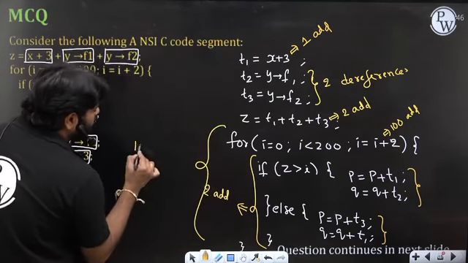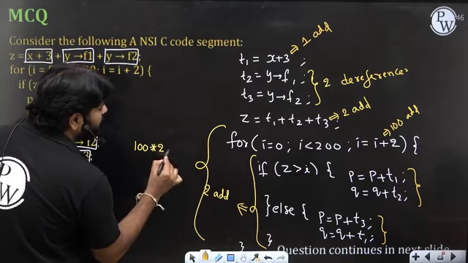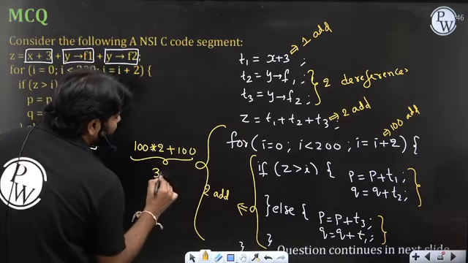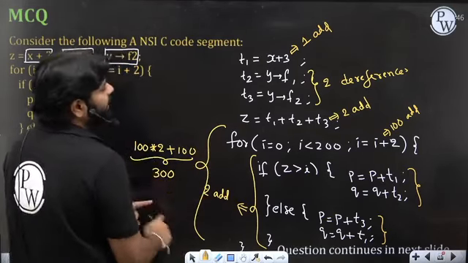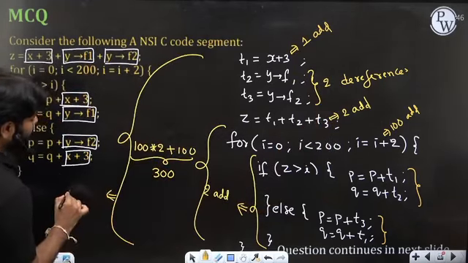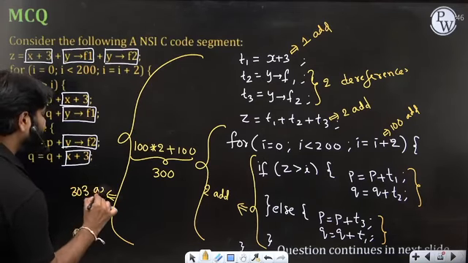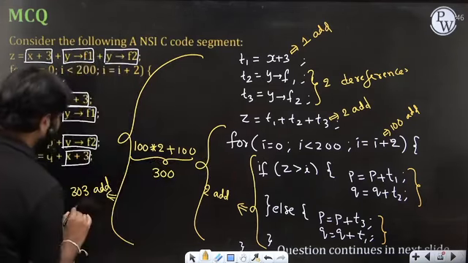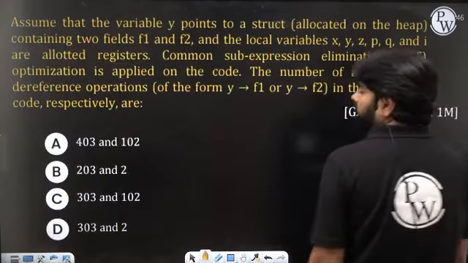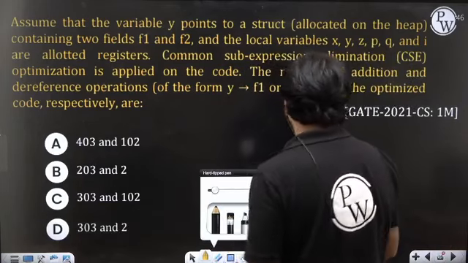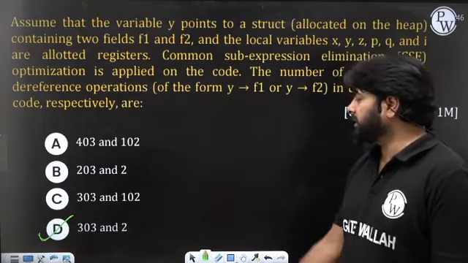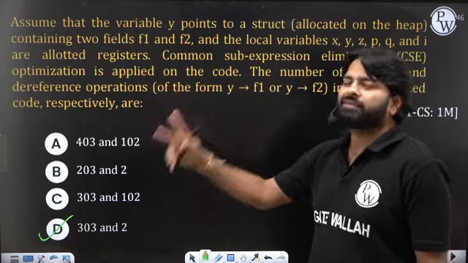So in the loop, 100 multiplied by 2 is 200 additions, plus 100 additions to increment the i value. Total here is 300 additions, and in the program, 300 plus 2 plus 1 is the overall number of additions we need. Overall 303 additions, and then 2 dereferences. Now let's see which option matches: 303 additions and 2 dereferences. This option D is the correct one.